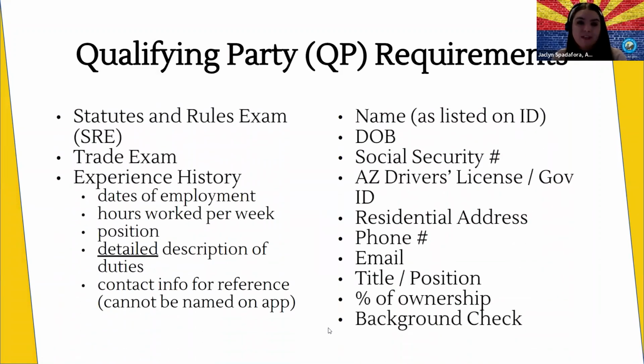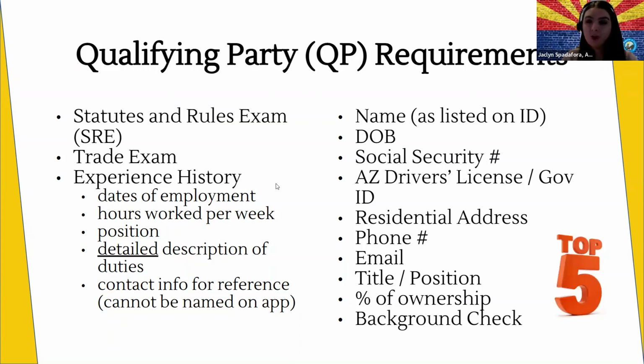Once you've determined your classification, you will need to determine who is going to be your qualifying party. So the qualifying party is the person that you're naming on your license as the person who has the experience and the knowledge for the classification you're applying for. So the qualifying party requirements for us are that they have taken the exams needed for your classification and again, have that experience. So the Statutes and Rules exam is required for everyone who has a license in Arizona. You would need to take that. That's more of our law portion, whereas we have a trade exam as well for some of the classification types, and that's going to be specific to the actual classification you're applying for.